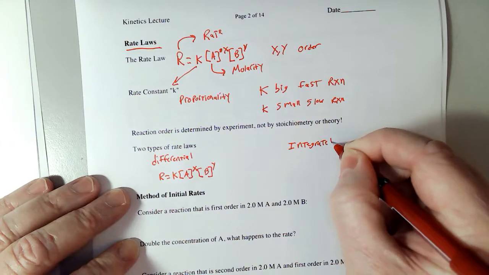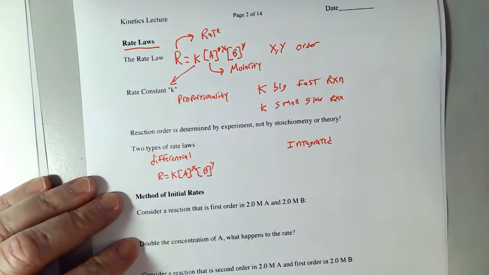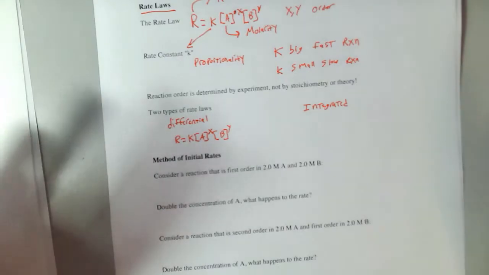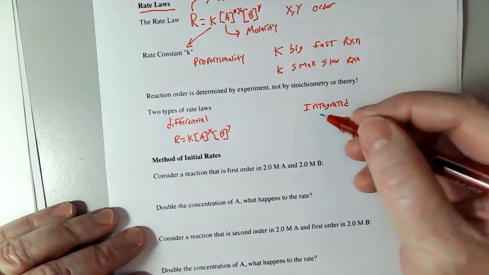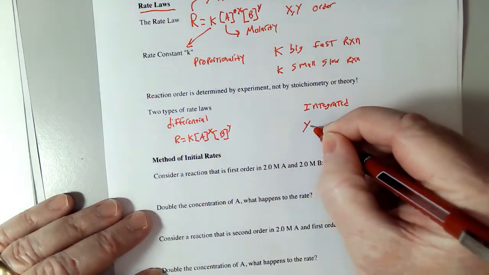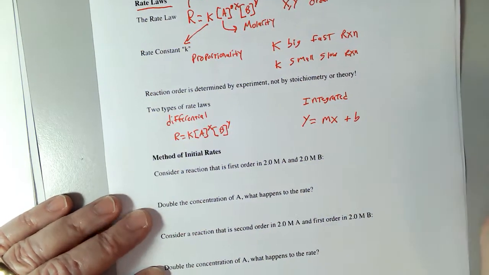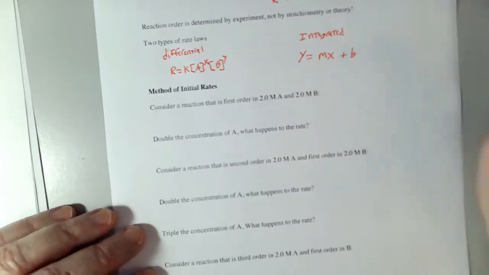If you are recognizing these terms from calculus, you are correct. That's where they come from. Don't worry, you don't actually have to do any calculus for this to work. Okay? But an integrated rate law will always take the form of y equals mx plus b. It's a straight line.